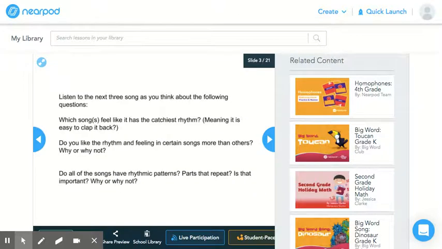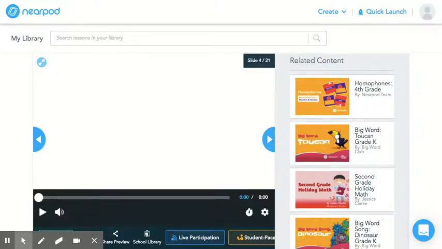Then I ask them these questions. Listen to the next three songs as you think about the following questions. Which song has the catchiest rhythm, meaning it is easy to clap back? Do you like the rhythm and feeling in certain songs more than others? Why or why not? And do all of the songs have rhythmic patterns, parts that repeat? Is that important? Why or why not? Again, it's to get them thinking about it.